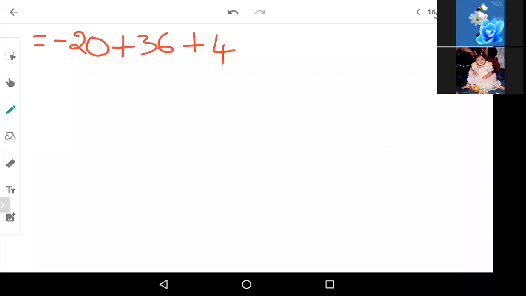Now can you tell me what will be the delta y value? Minus 20 plus 36 plus 4. What will be the delta value? Add all of them. Minus 20 plus 36 plus 4. You'll get 20.